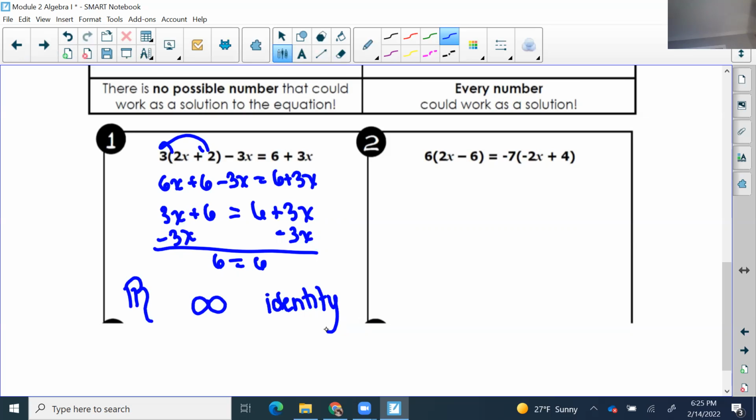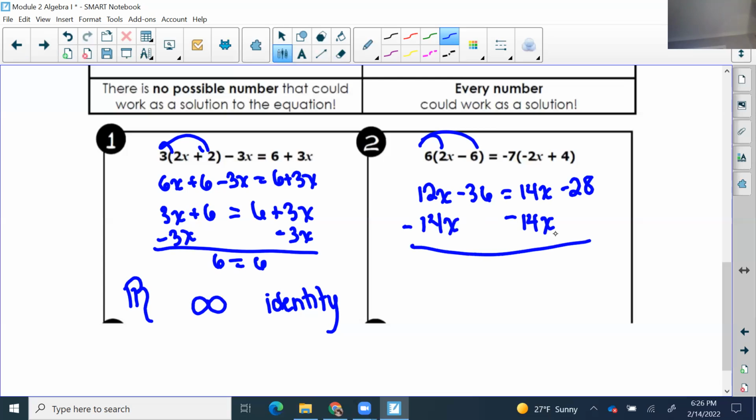Okay. So let's try this one. Now this one, I think we're going to actually end up with a solution. So I'm going to distribute the 6 and I get 12x minus 36 is equal to 14x minus 28. Sure enough, I'm going to have a solution to this system of equations. So what I'm going to do is bring the variable to one side. I'm just going to bring it over to the left side by subtracting 14x.